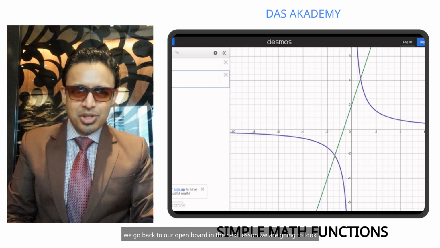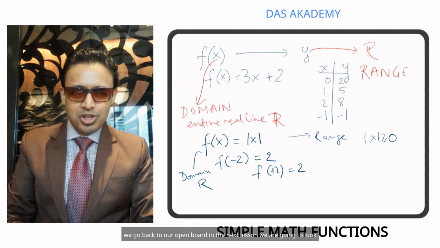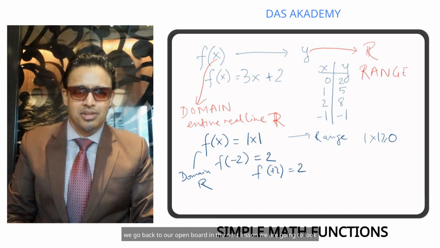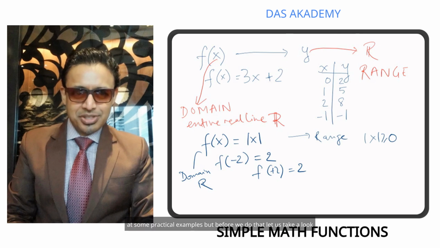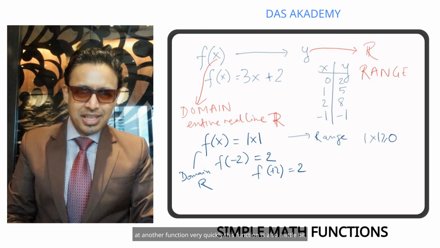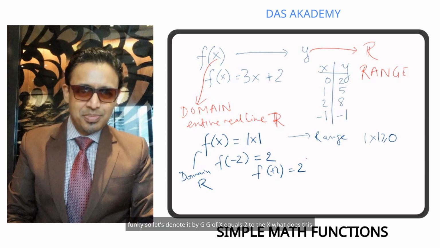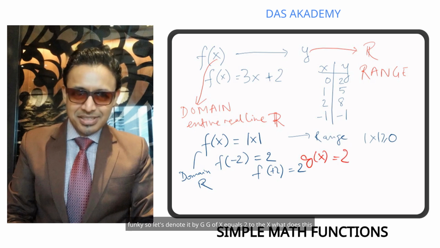So here we go back to our open board. In the next lesson, we are going to look at some practical examples, but before we do that, let us take a look at another function very quickly. This function is also a little bit funky, so let's denote it by g. g of x equals 2 to the x.